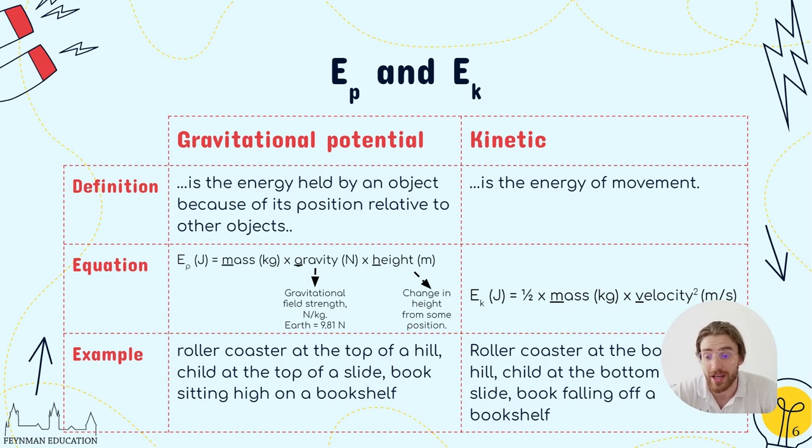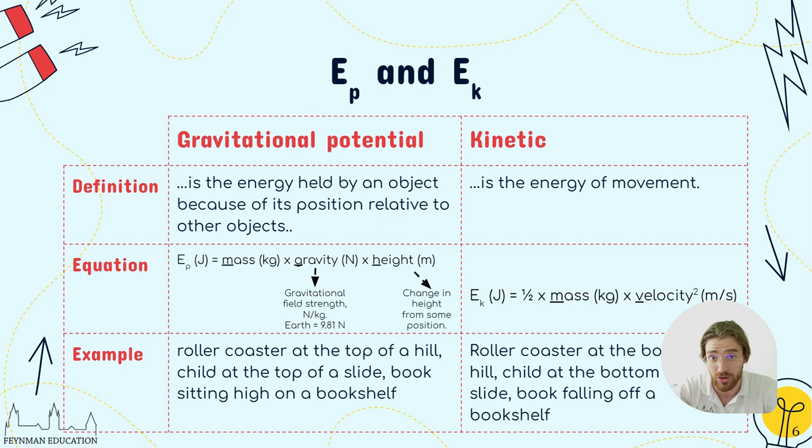So quickly, just looking at gravitational potential energy and kinetic energy again. We know the definitions. Gravitational potential energy is the energy held by an object because of its position relative to other objects. Other objects could be something like the floor. Now the equation we use is mass times gravity times height. Mass in kilograms, gravity in newtons, and height in meters.